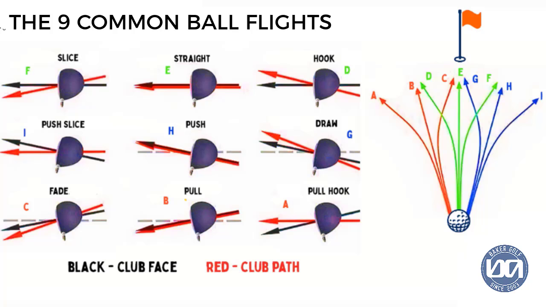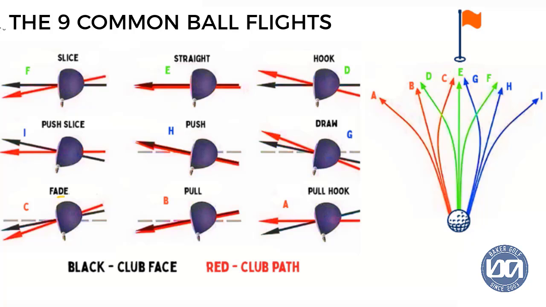If we go to B, which is the pull, you can see that there's no deviation really in the flight. The ball starts out straight left and just continues on that straight path left of the target. And the cause of this is a club face that's aiming left of the target and a club path, the club head, that's traveling left of the target. So the club face is actually square to the club path, giving us that flight to the left there.